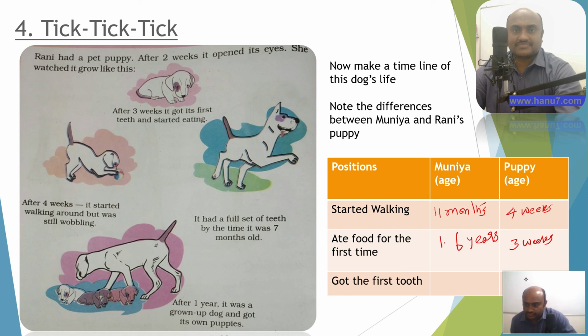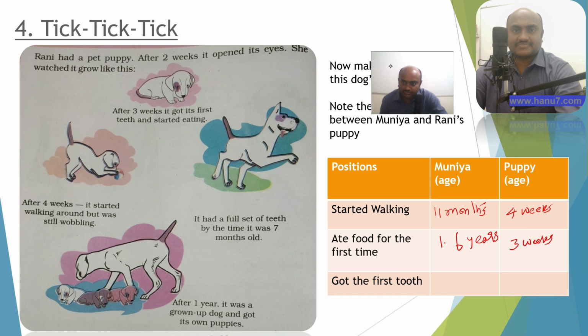So she got the first tooth in how many months? It is 6 months. The same question was repeated twice in the previous slide. And for this puppy, she got her tooth in the month of 3 or 3 months. No, I think it is after 3 weeks it got the first teeth. 3 weeks.